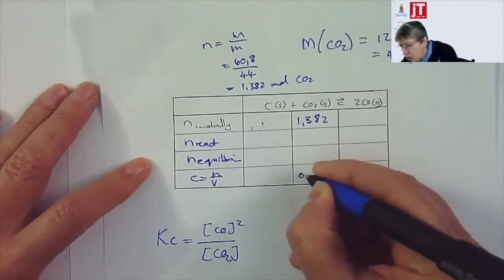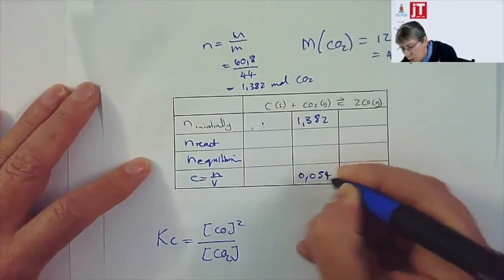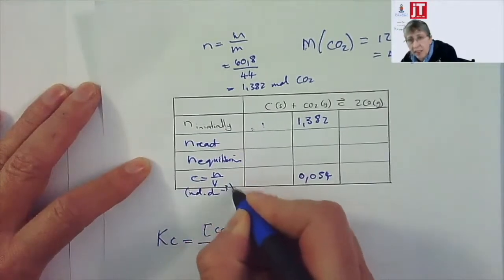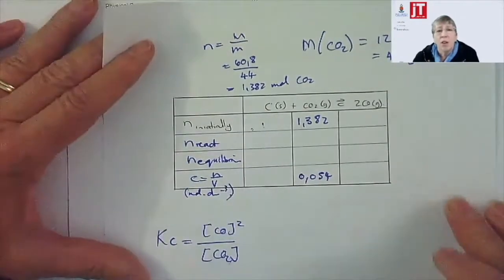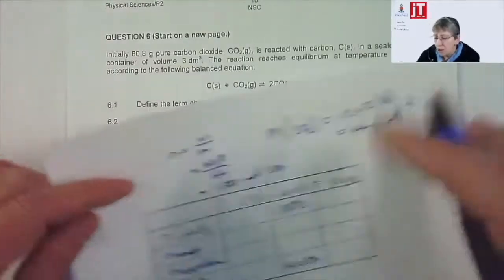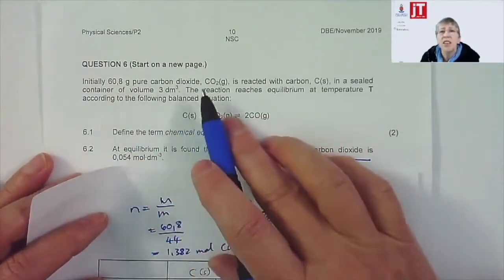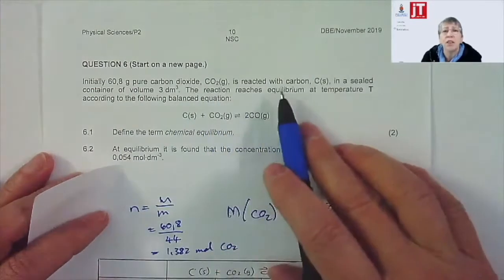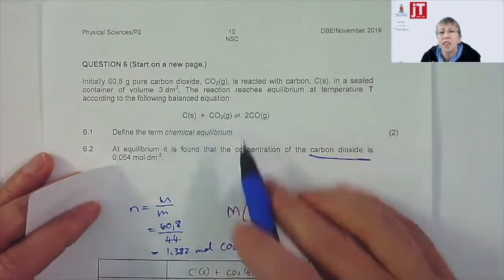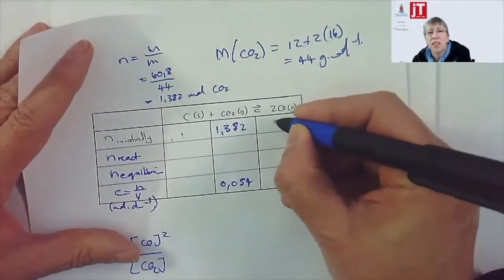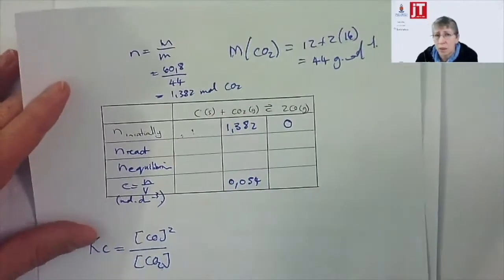So that's 0,054, and that is in moles per cube decimeter. Right, now the other thing that you had to read between the lines is that initially they only put CO2 and carbon in a sealed container. So they said nothing about CO, and I can take it for granted that there's nothing to start with.